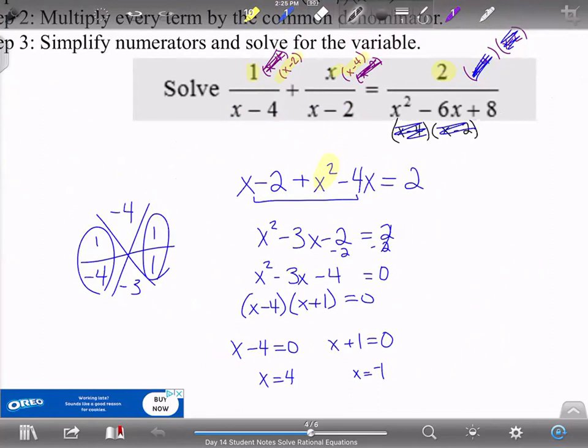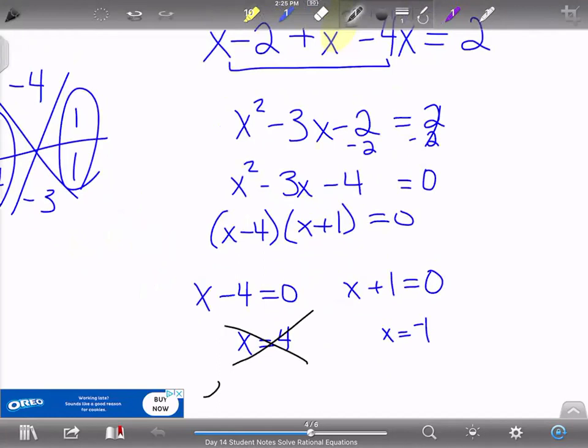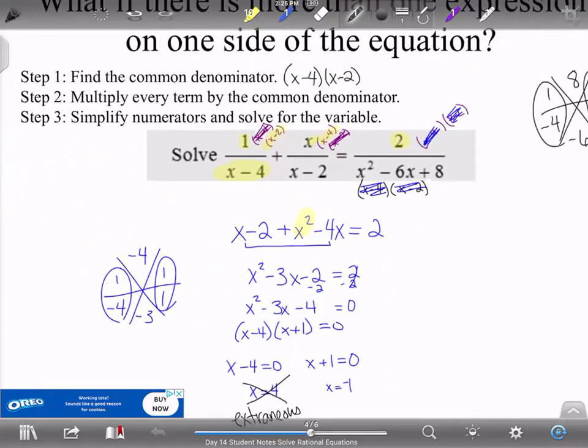So very quickly, when we start to do that, if I plug 4 into this denominator for x, I'm going to have 4 minus 4, which does in fact give me 0. That tells me that x equals 4 is extraneous. It's not part of your answer. It can't be part of your answer because if x equals 4, that first fraction you would divide by 0, and you're not allowed to do that.